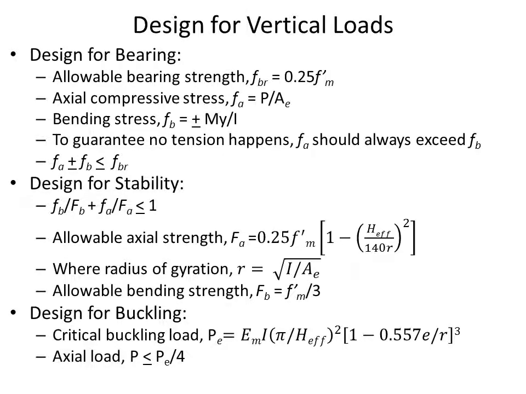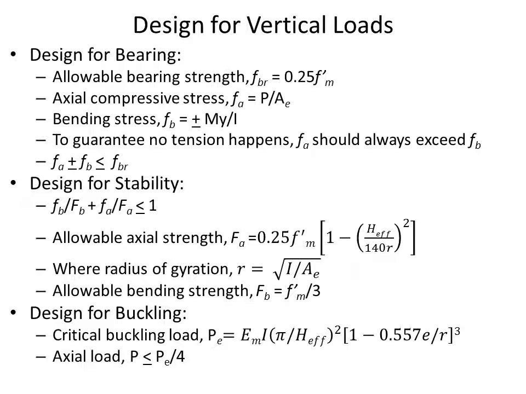Last but not least is the buckling. Buckling depends mainly on the critical buckling load. This is the Euler buckling, by the way. I mean, this equation is the Euler buckling equation for an eccentrically loaded structure. So Em, the modulus of elasticity of the masonry, multiplied by I, multiplied by pi over h effective squared. All that is multiplied by 1 minus 0.557 e, which is the eccentricity, over r, the radius of gyration, all cubed.